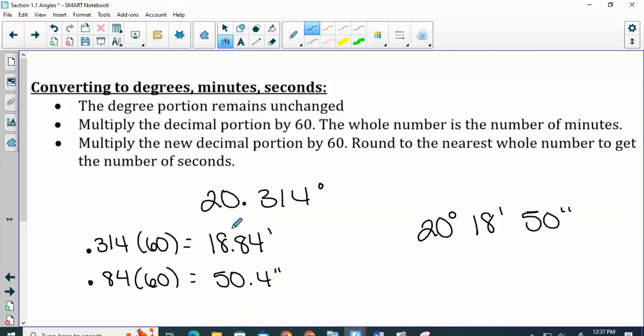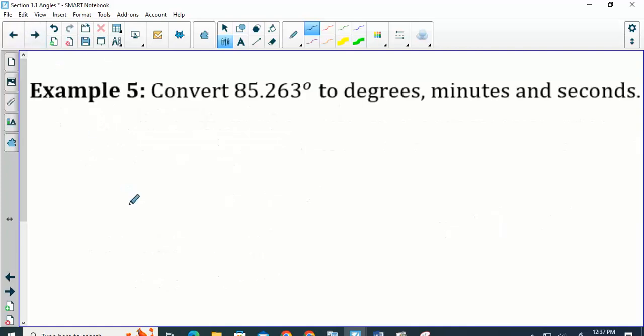Multiply the decimal by 60. The whole number part is your number of minutes. Multiply the new decimal by 60, and you get your seconds.